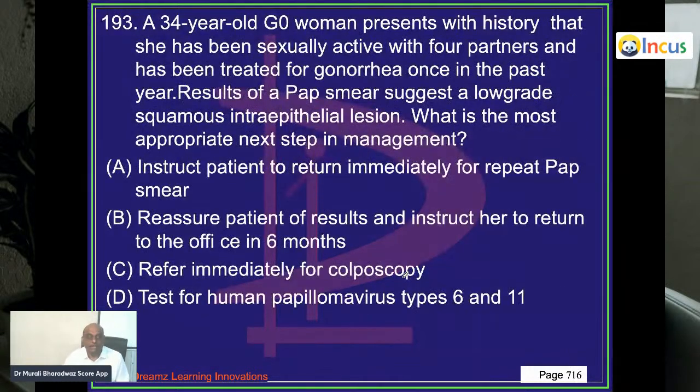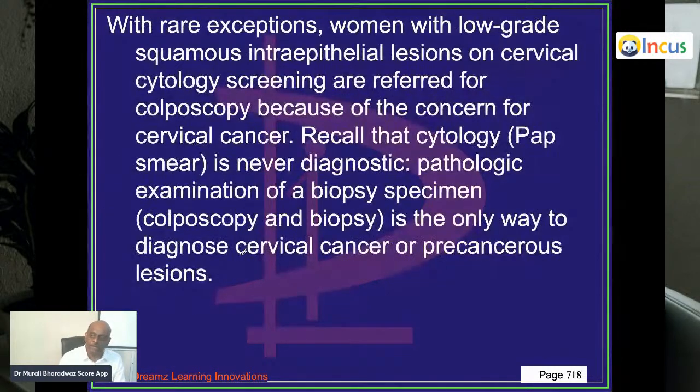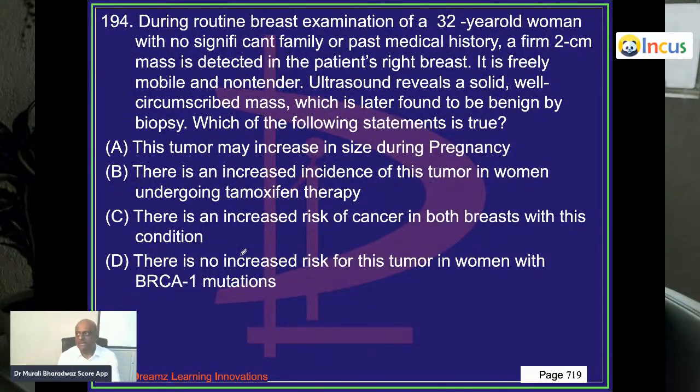So, doctor, a 34-year-old G0 woman, sexually active with 4 partners, treated for gonorrhea once in the past. Pap smear is showing low-grade squamous intraepithelial lesion. What do you want to do? Always, we studied HSIL, high-grade squamous intraepithelial lesion, and LSIL, low-grade squamous intraepithelial lesion, in cervical cancer when you do a Pap. So if the Pap is suspicious, then you do colposcopy and a colposcopic biopsy.